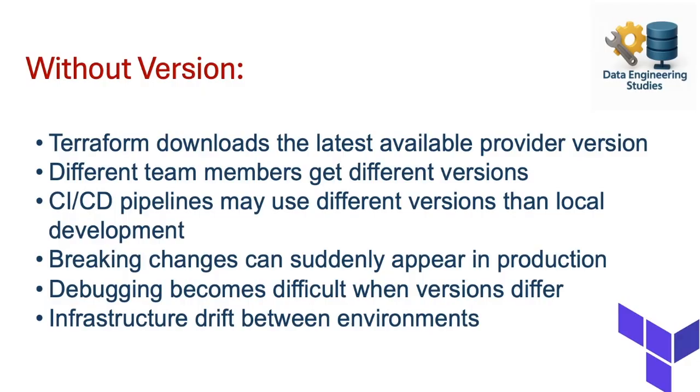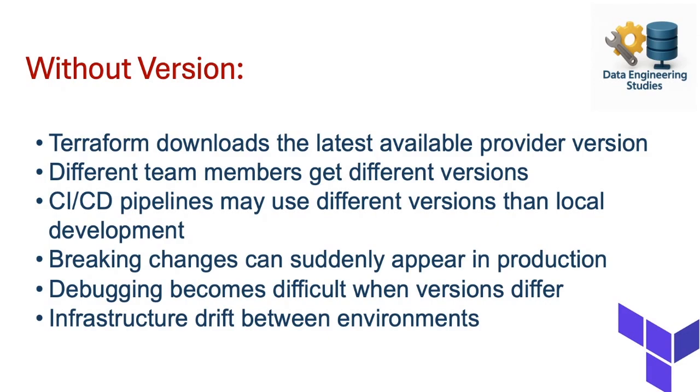Debugging becomes very hard when everyone is in different versions. Plus, you will start seeing infrastructure drift between environments since every environment could run slightly different provider code. That's why versioning is very important in Terraform. It keeps your infrastructure consistent, predictable, and scalable across all environments.